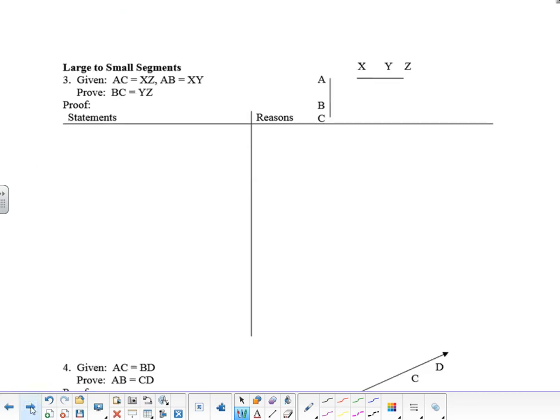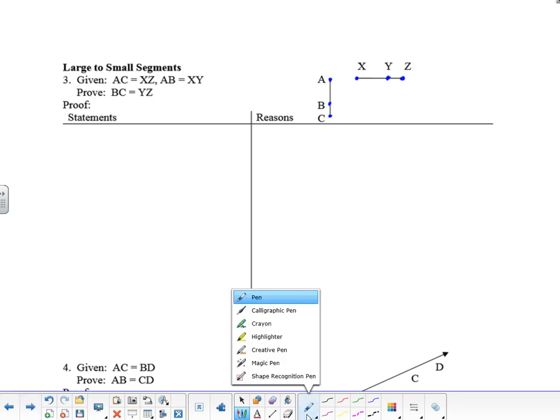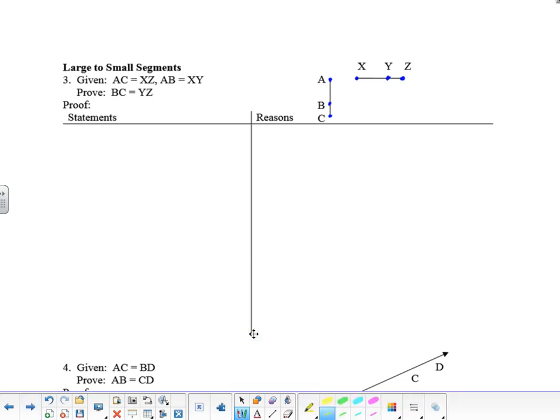As opposed to using segment addition postulate and substitution, we can just write them this way. All right, so now on the back of this page, we're going to go from large to small segments. I'm going to mark these points. So we know that AC is equal to XZ. That's what we're given. Those big ones are congruent. And then we know that AB is equal to XY, and we're trying to prove BC equals YZ.